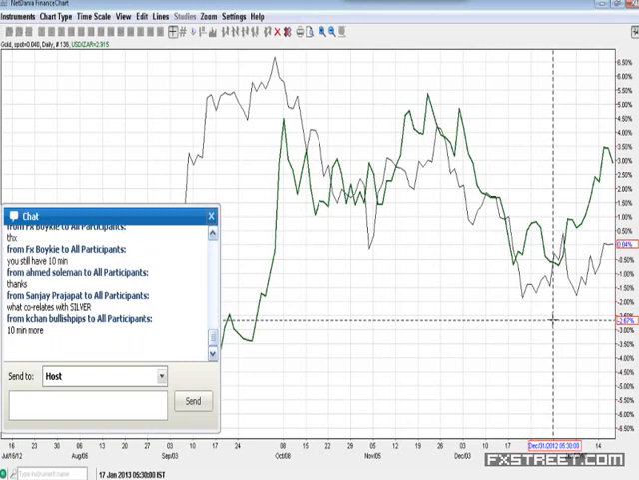Silver, Sanjay, is more with the commodity currencies, the Australian dollar and the New Zealand dollar, and with gold by itself.